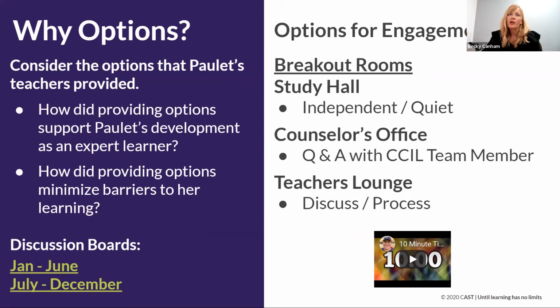How did Paulette develop her own learning style? How did she learn how to be a learner from the options that were provided to her? That's what we mean by expert learners, really knowing how to learn. And then how did providing options minimize barriers to her learning or her classmates' learning? She did share some examples from some other students. You can document your answers on the discussion board, the January to June, it's on the second page.